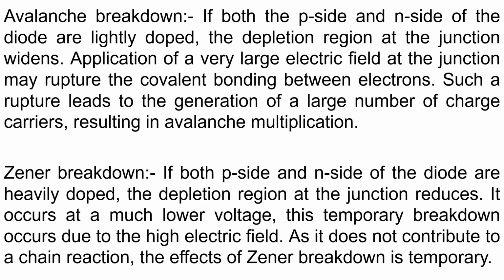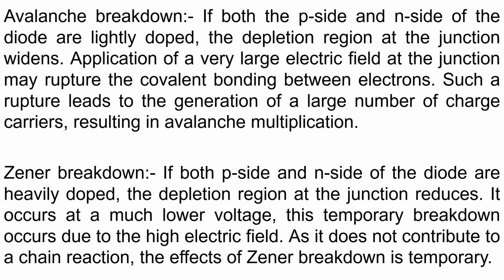Avalanche breakdown: if both the p side and n side of a diode are lightly doped, the depletion region at the junction widens. Application of a very large electric field at the junction may rupture the covalent bonds between electrons. Such a rupture leads to the generation of a large number of charge carriers, resulting in avalanche multiplication.